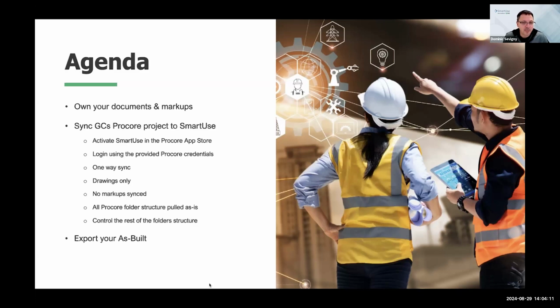So we will look at how to activate SmartUse on the Procore App Store, how to use the logins, and how the drawings sync works. We'll look at the markups and the folder structure, and at the end, how to export your as-built, because this is one of the main things inside SmartUse. You build things, you put markups, and at the end you want to download your as-built and send that to your client. This is what we will cover in a few minutes.